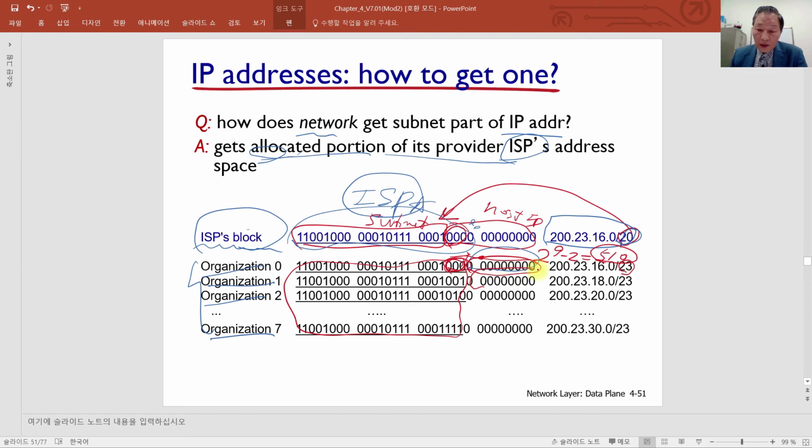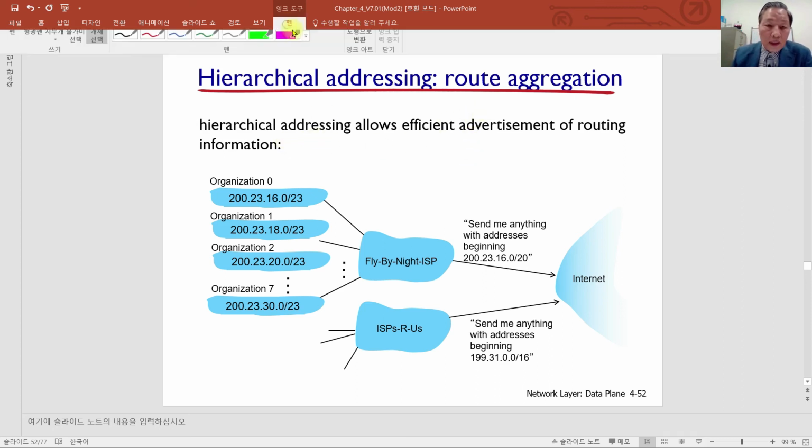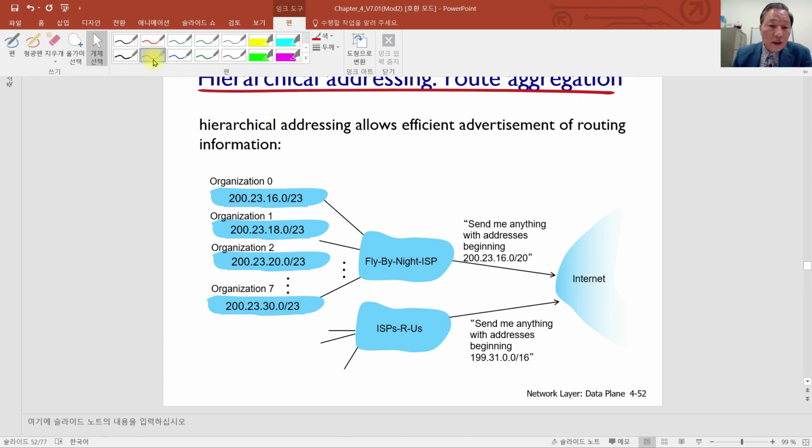Each one, like that. This one is called subnetting, and we learn. In the next slide, let's move to there. Before that, let's look at this hierarchical addressing. Route aggregation. This one is explaining about the aggregation.